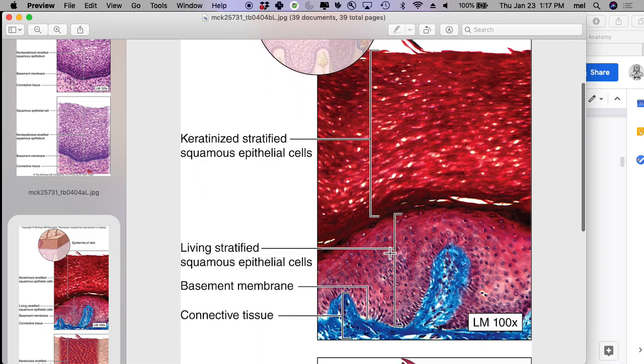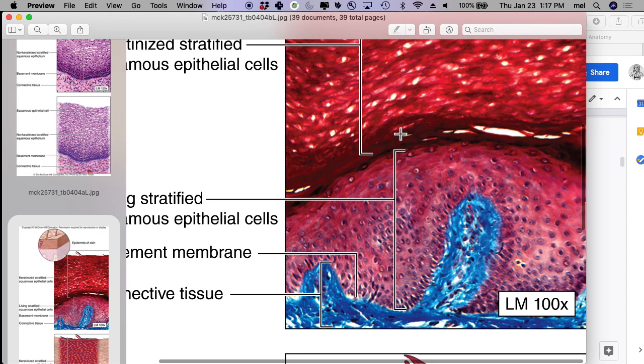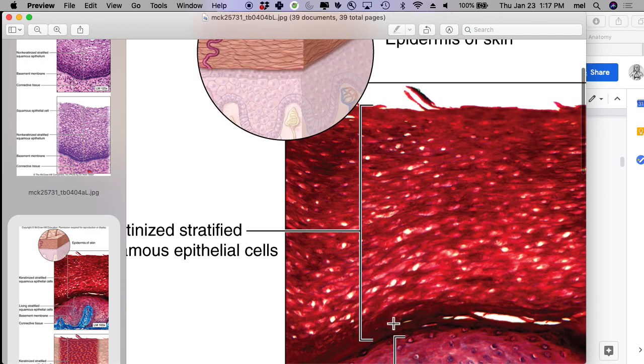So look at this one. Do you see that if I looked at it, it's a whole bunch of cells stacked on top of one another, and then a bunch of things that don't have nuclei on top of that? Yeah? So that's a keratinized stratified squamous epithelium. Does that make sense to you guys?